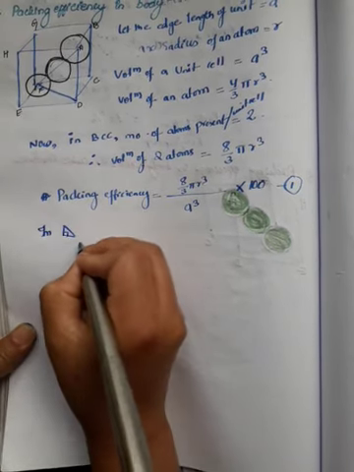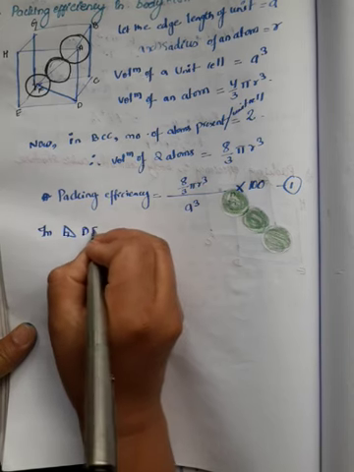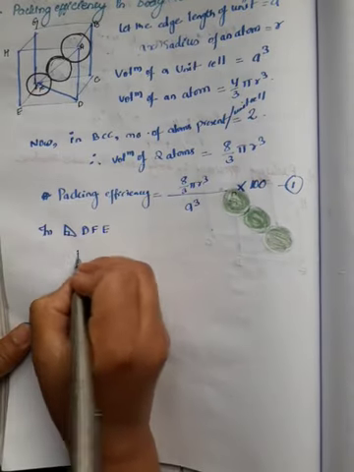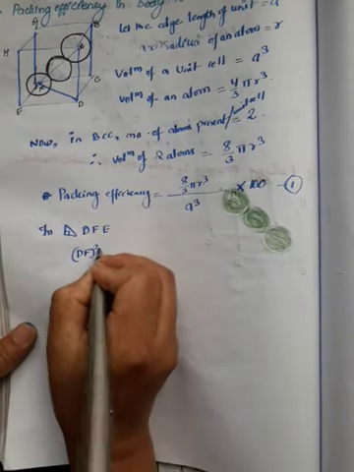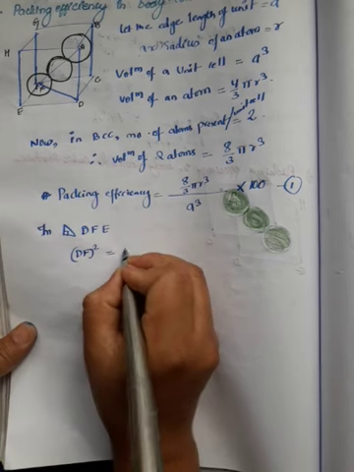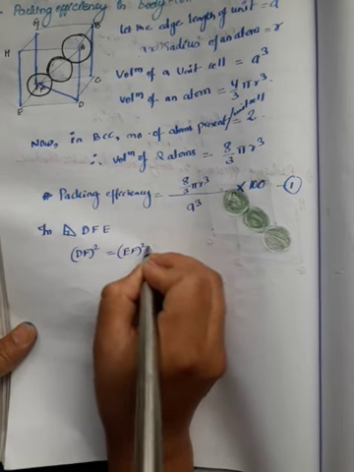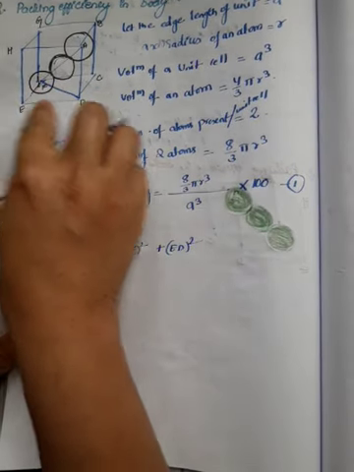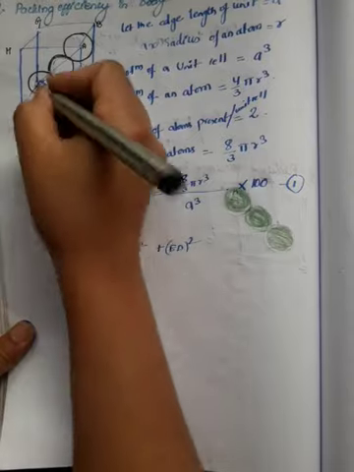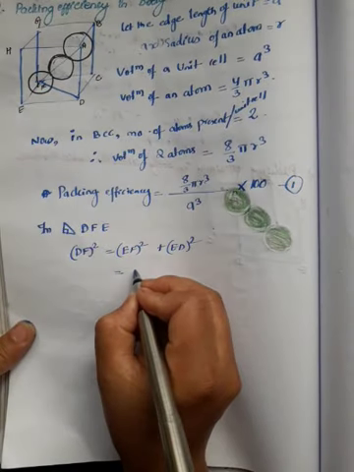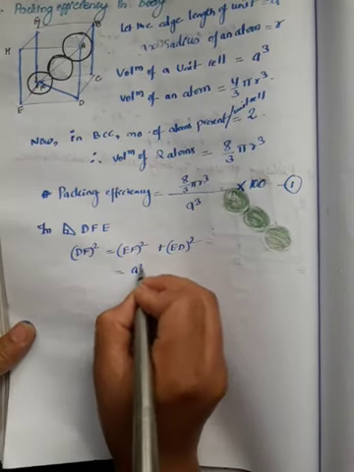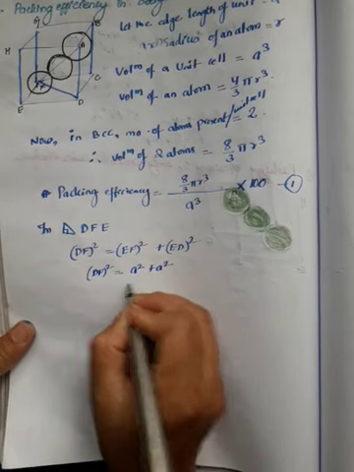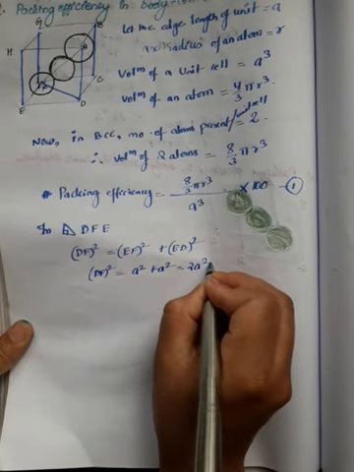So in the right angle triangle DFE, what is DF? DF is the hypotenuse, right? So DF square equals EF square plus ED square. Now what is EF? This is a length, this is a length. So a square plus a square gives DF square. How much is it? 2a square. Okay, sir?